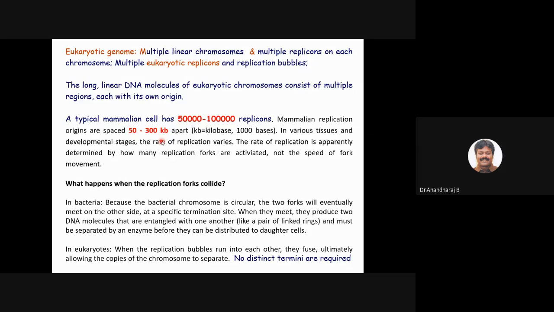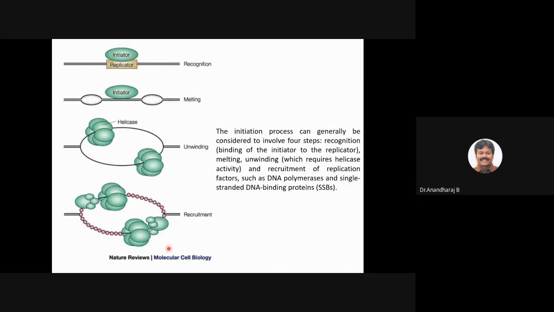So I already informed that there is no separate terminal site for each and every replicon in eukaryotes. Okay, look at this. This slide is explaining the different steps. First, the origin of replication will be recognized by the initiator.